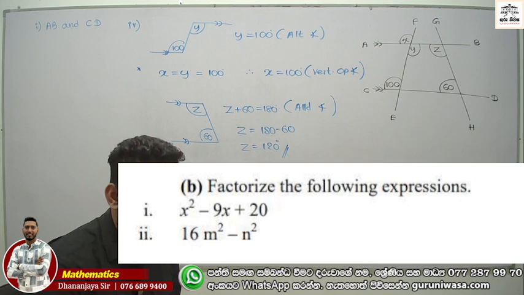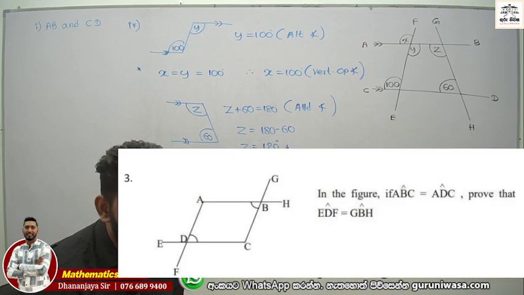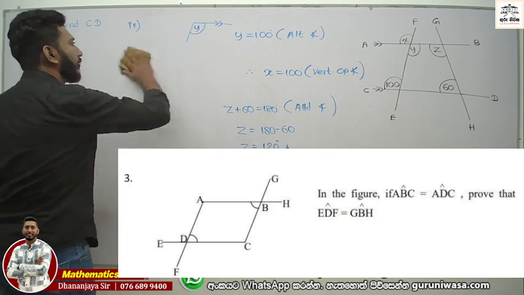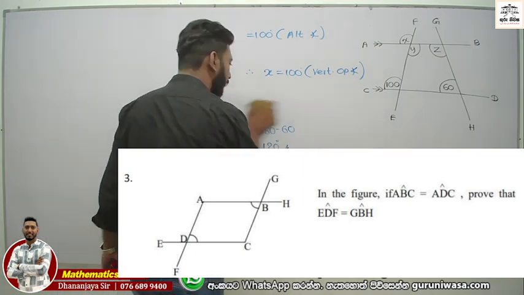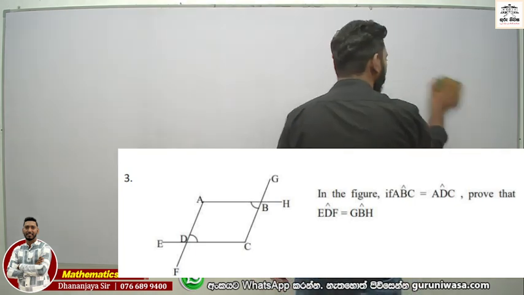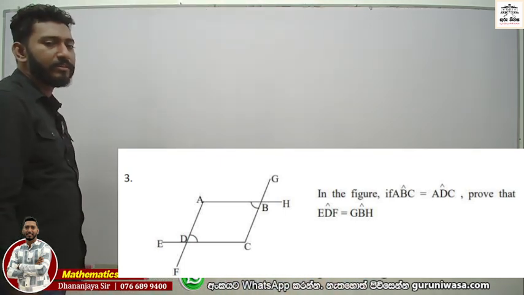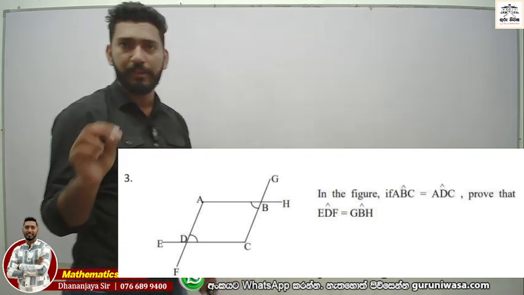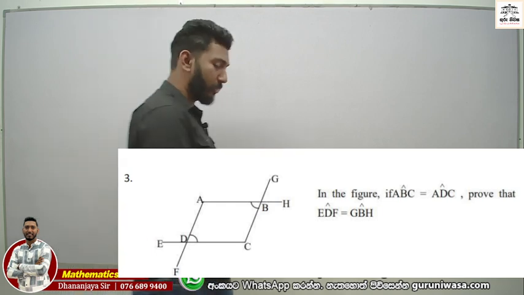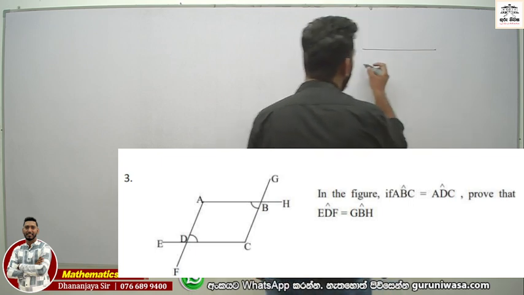Now I am going to the next part. Right. Now, look at this. In the figure, angle ABC equals angle ADC, as well as prove that angle EDC equals GBH. Now we have to prove it. There is a show that part.